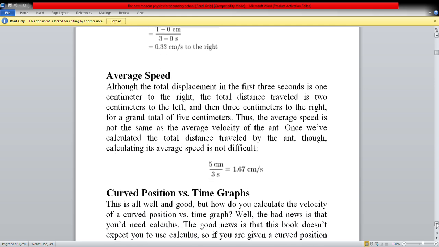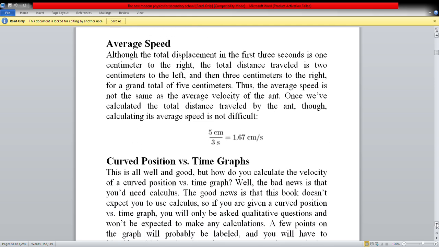Average speed is equal to the total distance, so we can add all the path, that is 5 centimeters, divided by the total time of 3 seconds, which is equal to 1.67 centimeter per second.